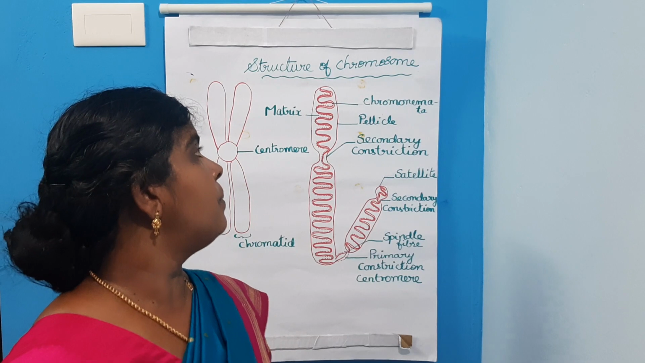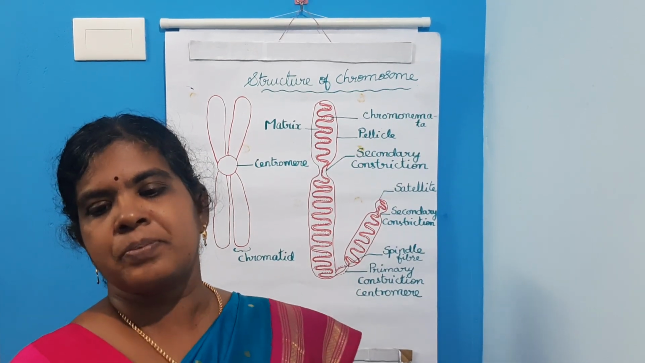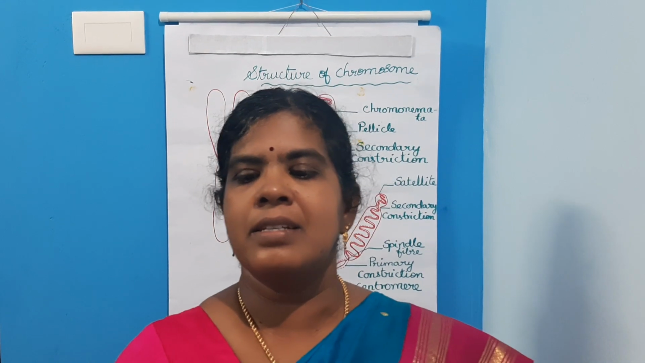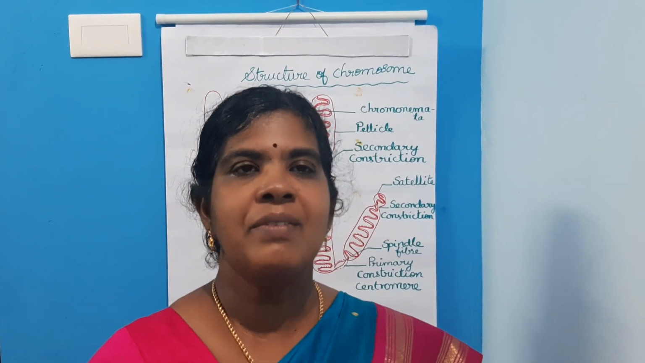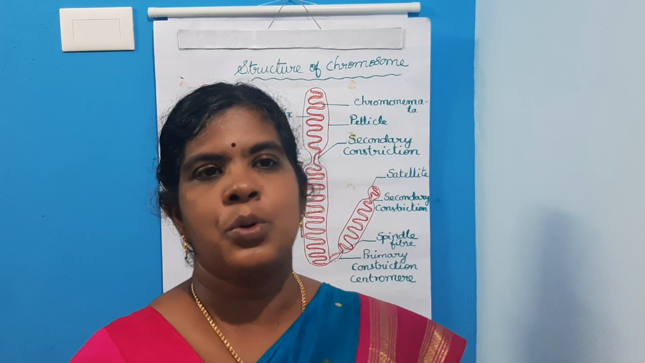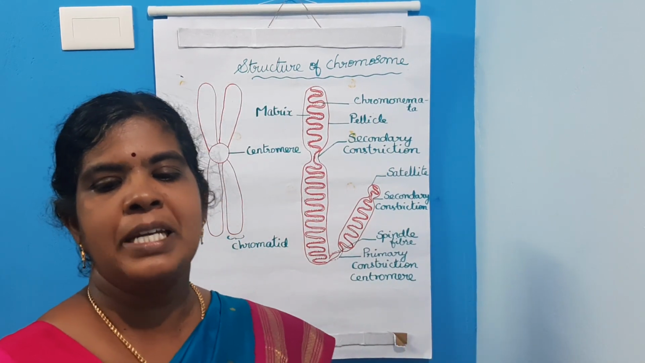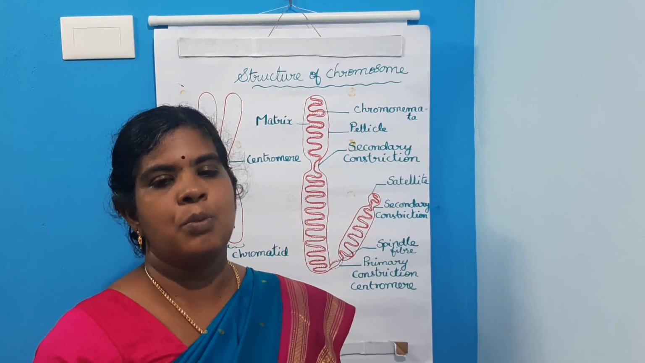Next, the telomere. The end of the chromosome is called the telomere. It helps prevent the chromosome from joining the adjacent chromosome. It maintains and provides stability to the chromosome.